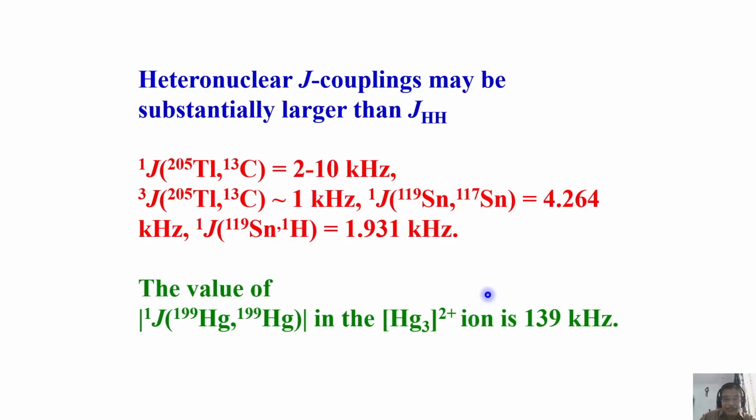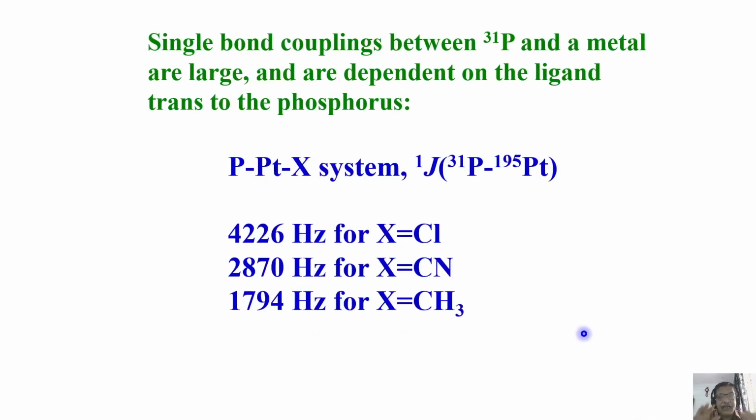So we can see in one example, the mercury-mercury coupling, mercury 199 to mercury 199 in this type of ion, is 139 kilohertz. Imagine, that is J coupling I am talking about, not the chemical shift, not the spread of the spectral width. It is 139 kilohertz as the J coupling. So just to give you an idea, heteronuclear couplings can be substantially larger. That's what I wanted to tell you in this class, and I wanted to give you a few examples.